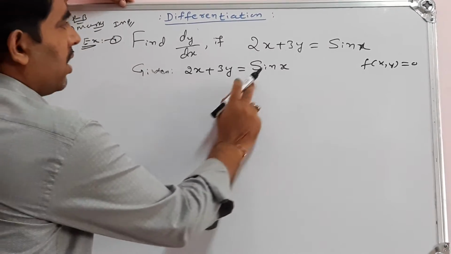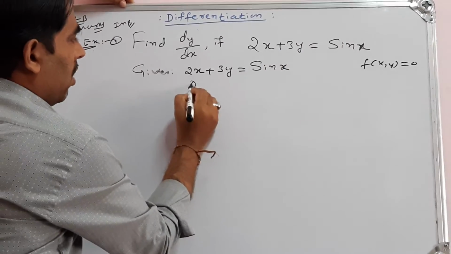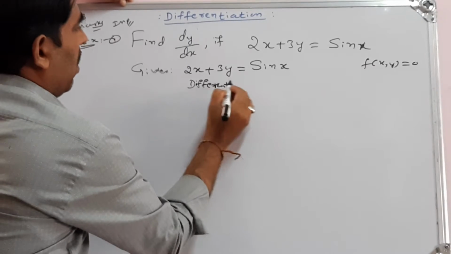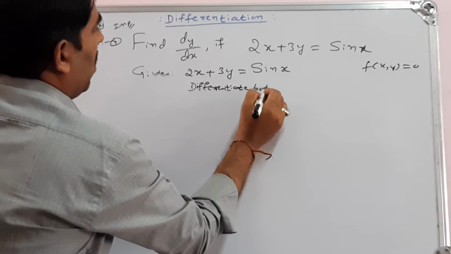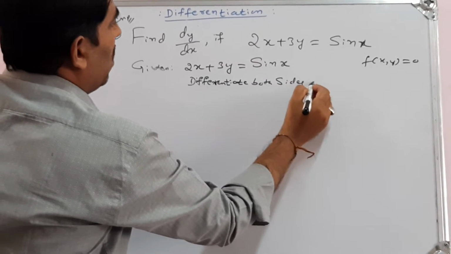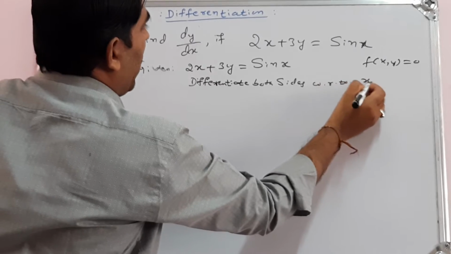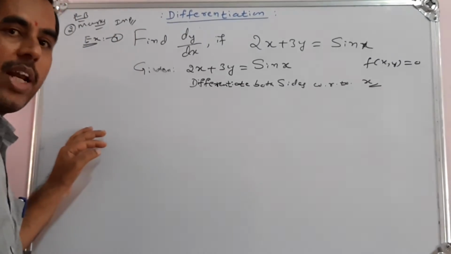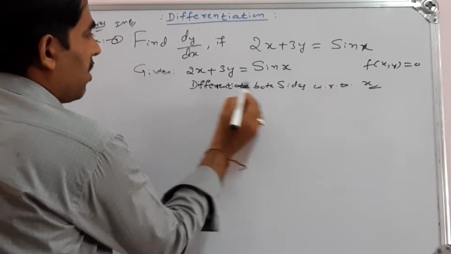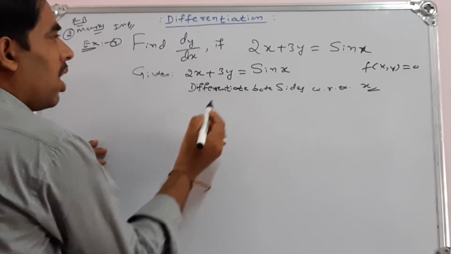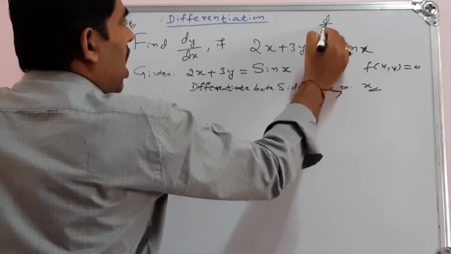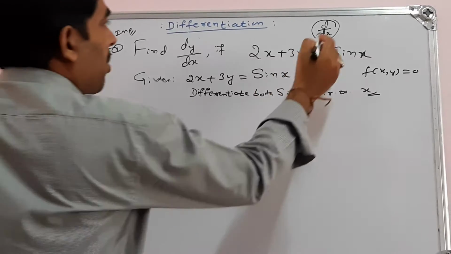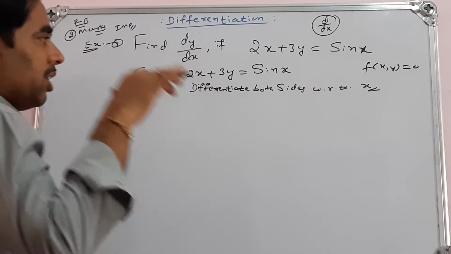So let us find the derivative. First we have to write whatever function is given. We will start the steps here. First we have to differentiate both sides with respect to x. Here we are differentiating with respect to the independent variable x. Differentiating means, we must remember from our previous class, that you operate the differential operator.